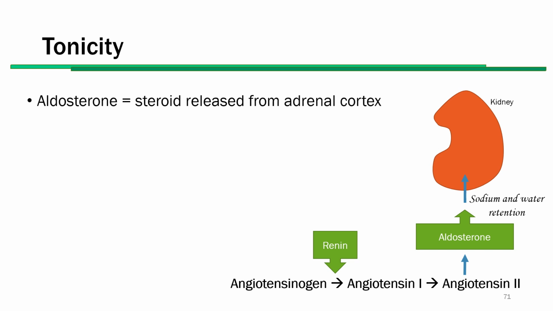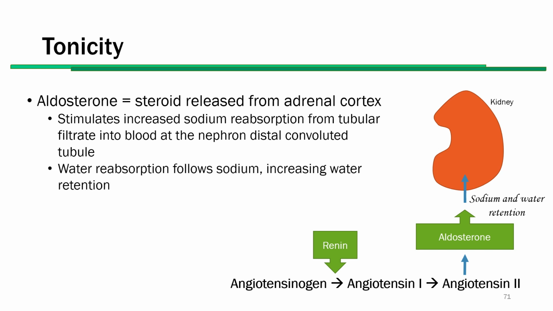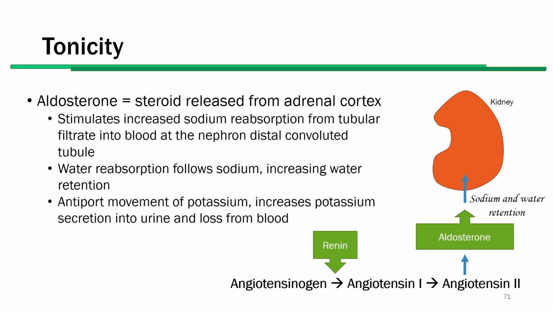Aldosterone is a steroid released from the adrenal cortex. It stimulates increased sodium reabsorption from the tubular filtrate into the blood at the nephron distal convoluted tubule. I think there's an error in the book. I don't know if it's this chapter or somewhere else, but it says proximal convoluted tubule, and aldosterone acts at the distal convoluted tubule. Water absorption follows the sodium, increasing water retention.